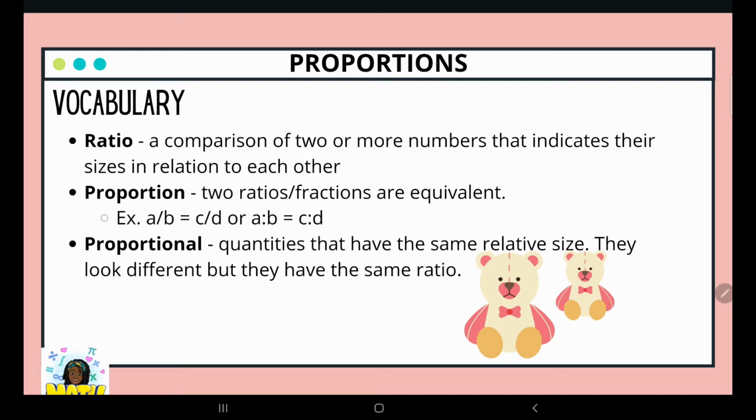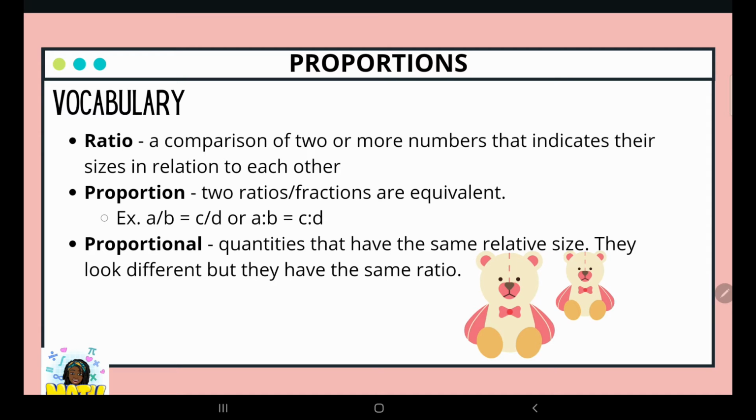Let's take a look at our vocabulary terms. The first one is ratio, a comparison of two or more numbers that indicates their sizes in relation to each other. A proportion is where two ratios or fractions are equivalent. For example, A over B is equal to C over D, or the ratio of A to B is equal to the ratio of C to D.